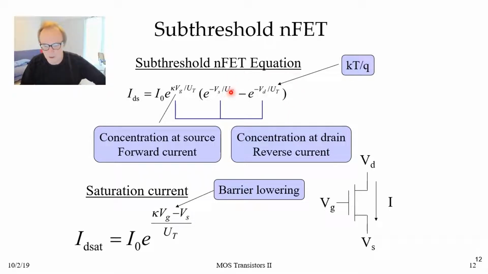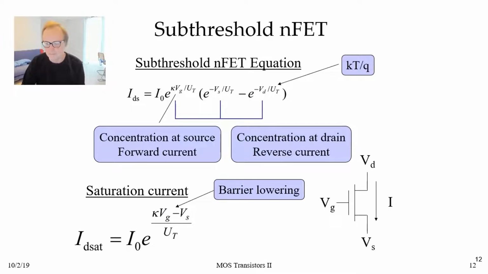And so then finally, the one equation that's used the most often of all, which is the simplest one, is just the saturation current in subthreshold. ID sat is I0, the pre-exponential I0, times e to the kappa Vg minus Vs over UT. Why is the kappa only multiplying Vg? Well, because this is just the thing that estimates what psi s is, the surface potential at the source end of the channel. And Vs doesn't have the kappa because there's no gate capacitor, no capacitive divider.